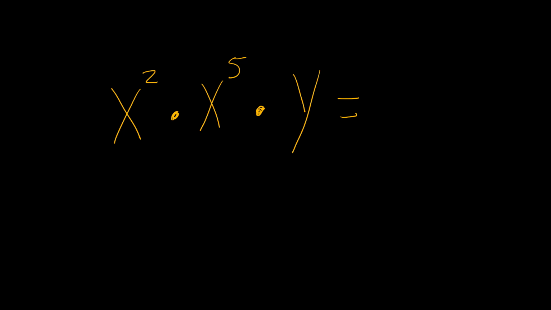Okay, so the first thing you should notice is they have x and x, and they have the same base. So once again, we can add the exponents. We can add 2 and 5 together. So now we're going to have x to the 7th power times y. Awesome.